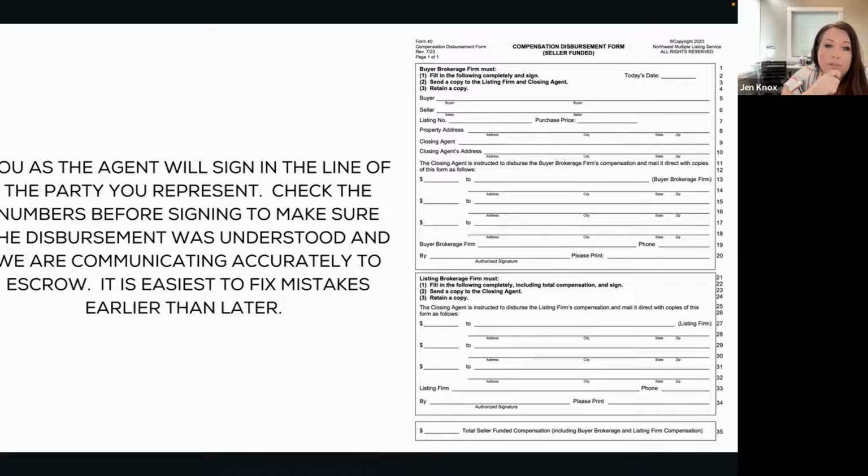You're going to make sure that all the numbers add up and that what is on here is what you are intending the compensation to be. This early in the transaction is the easiest time to make fixes. So let's do it earlier rather than later. And once you've added up all those numbers and made sure everything matches, you're going to be asked to sign this form to just confirm.